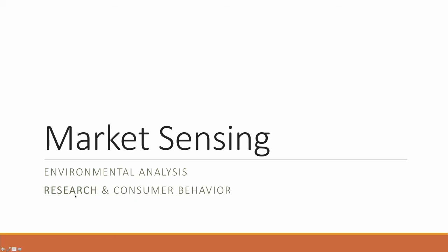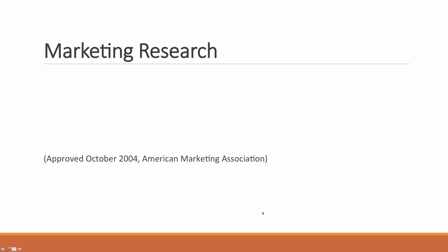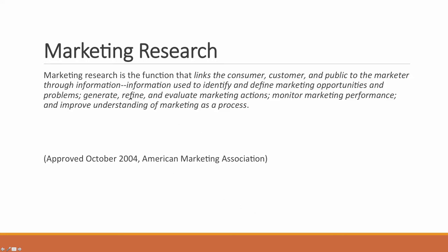Let's look at the marketing research aspect of market sensing. First, let's look at a definition of marketing research based upon the American Marketing Association. Marketing research is a function that links the consumer, customer, and the public. These are things being outside the organization. So we're linking things outside the organization to the marketer, and we're making that link through information.